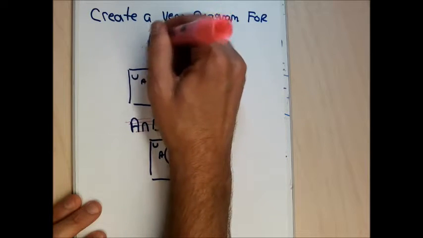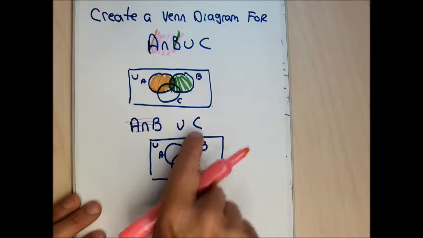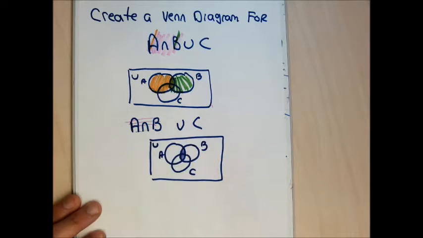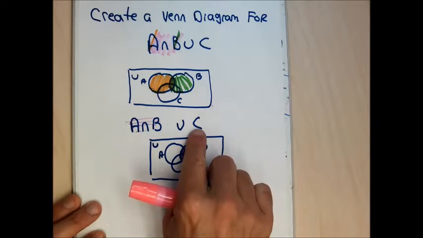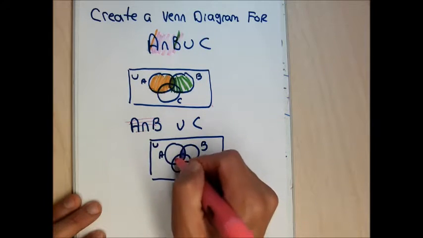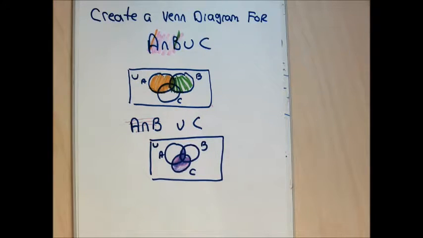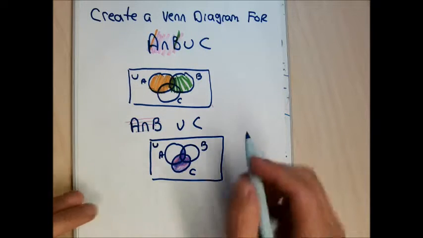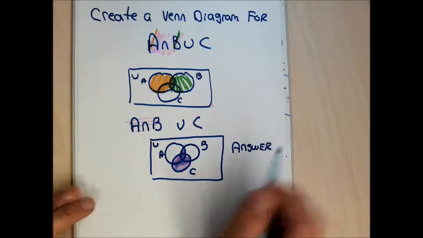I've figured out what A intersection B is, have that in one color, it's pink, and now I want to union that with C. Very easy to do a union now, because to do a union I don't need to pick out a new color and I won't need to do another graph. To union the graph of A intersection B with the graph of C, I simply color in the circle for C. And that would be it. This is the answer to the Venn diagram that represents the region A intersection B first and then union C.